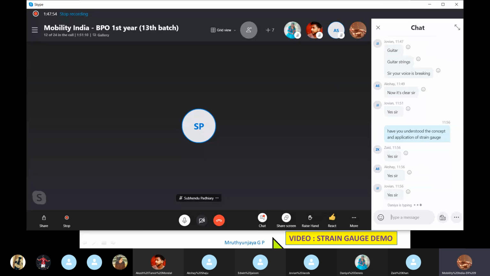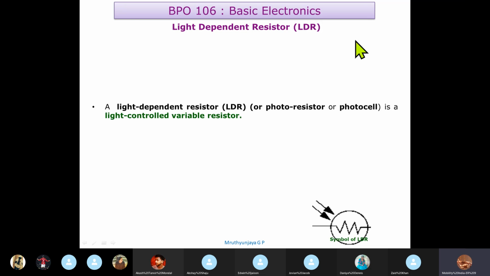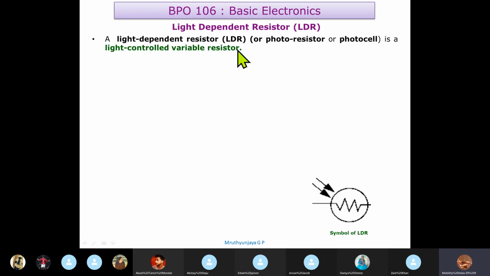Good. We'll go to the next topic. A small one, a typical application of change in resistance again: the light dependent resistor, LDR for short. This is a simple light dependent resistor or photoresistor, which you people would have come across. It is a light controlled variable resistor. The principle of operation is that when light falls on this resistor, the resistance changes. It is generally made of a semiconductor device.